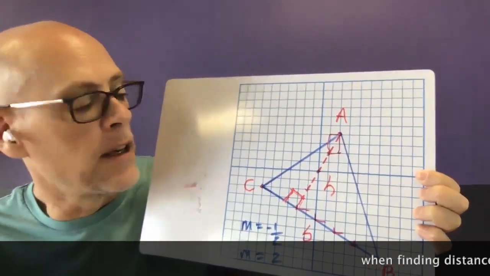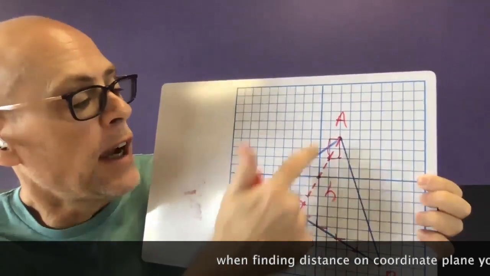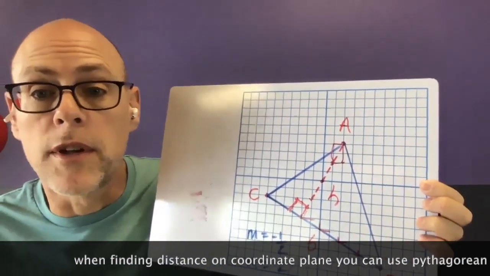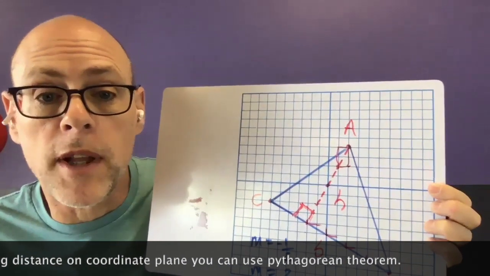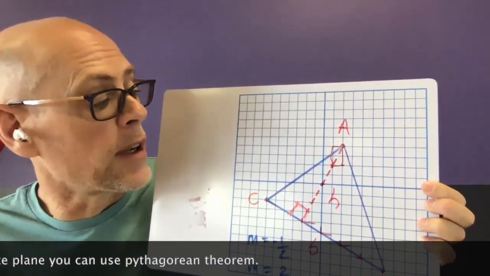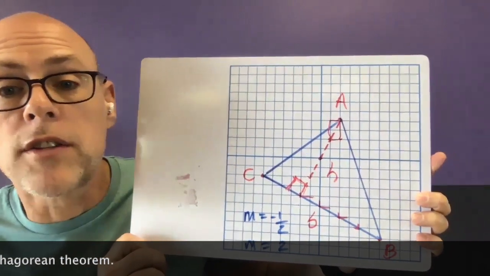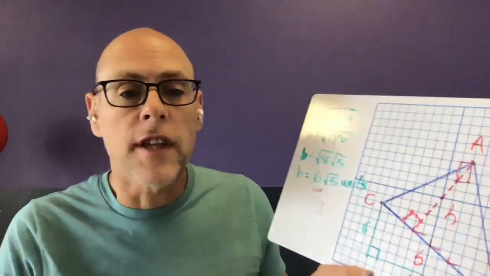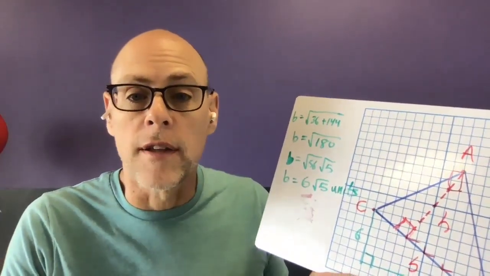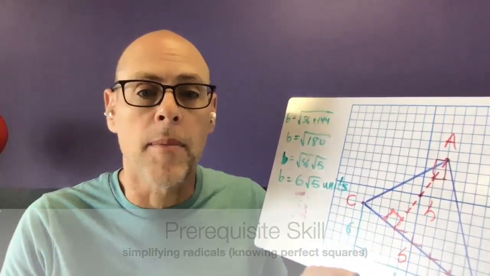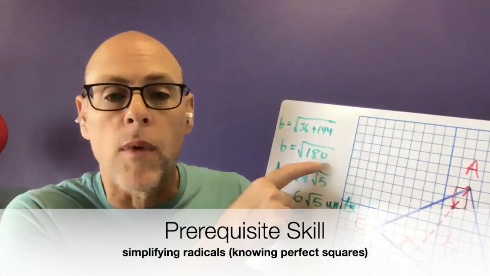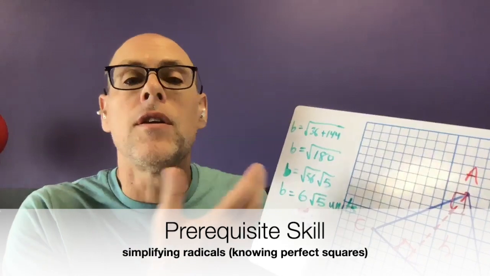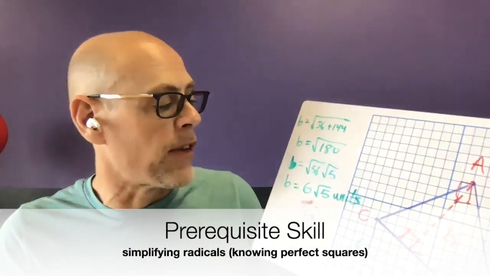How are we going to find the length of the base and the length of the height? We can simply do what? Distance between points formula, or better yet, Pythagorean theorem. At this point, go ahead, pause the video. Let's see if we can find the length of our base first. So if you got 6 times the square root of 5 units, give yourselves a pat on the back. If you got square root of 180, you got the correct answer, you just didn't simplify it.